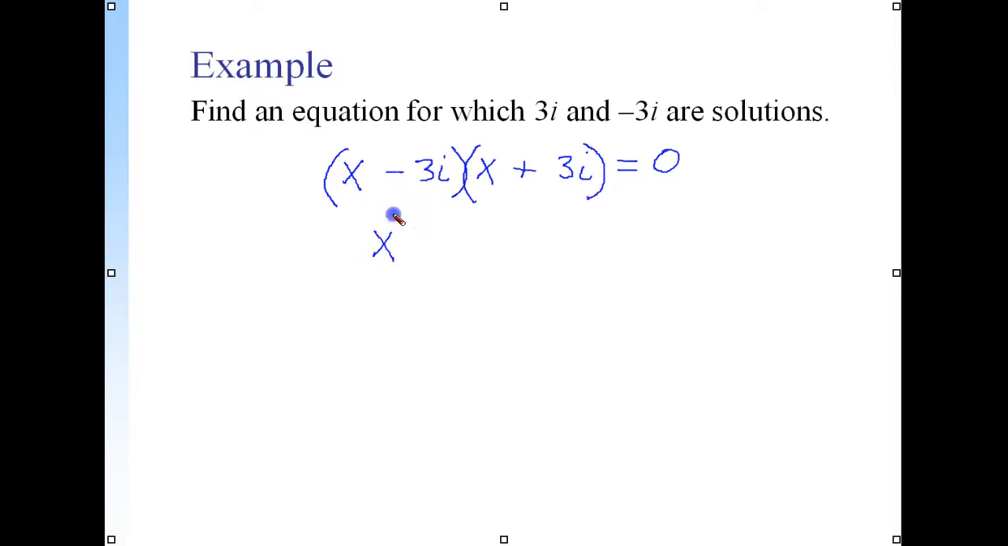And this gives you x squared. Now this is going to give you a negative 9i squared. And again, multiplying conjugates, you get the difference of perfect squares. But you have to remember that anytime you have i squared, that's a negative 1. So this becomes x squared plus 9 equals 0.